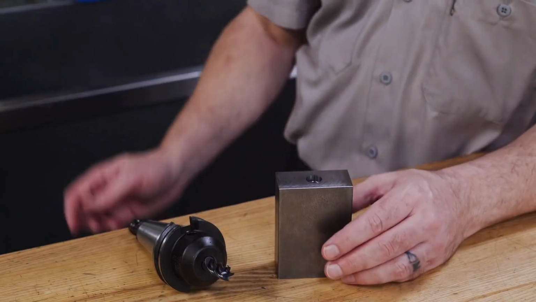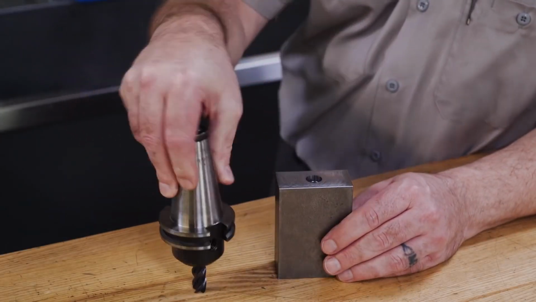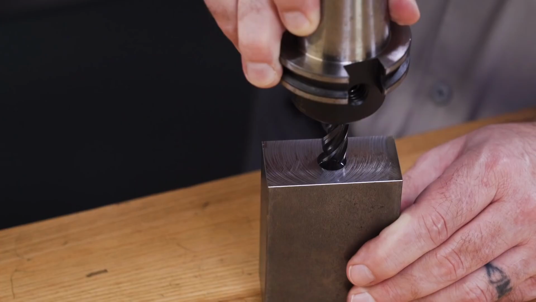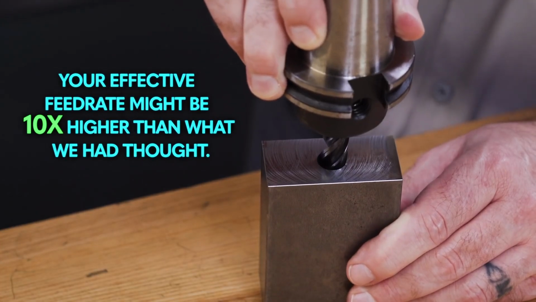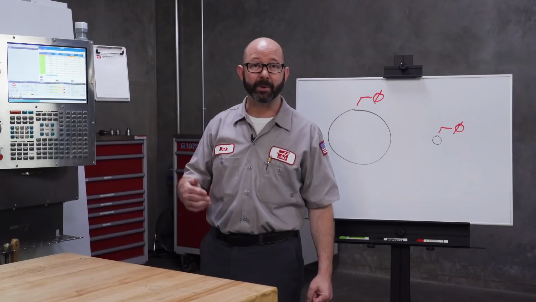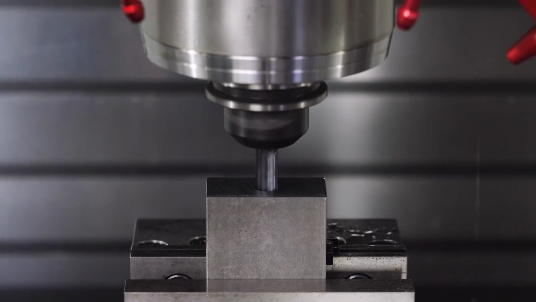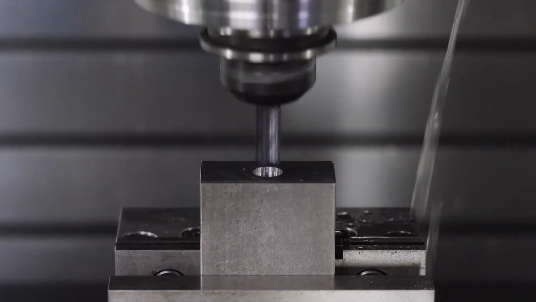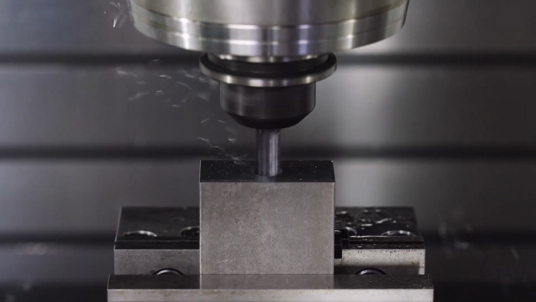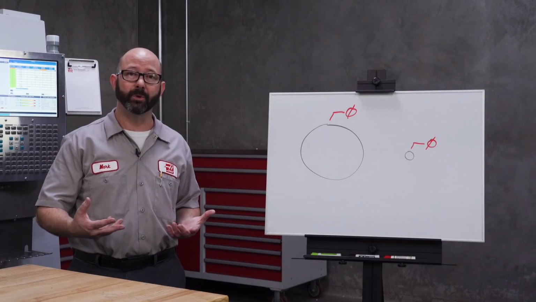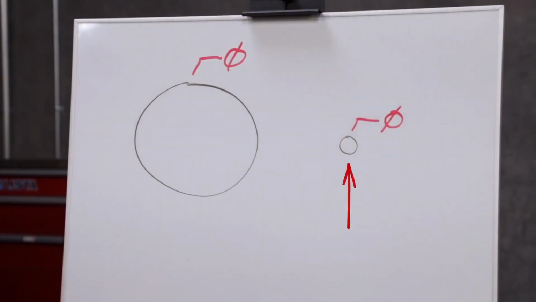What you will eventually find out is that when you program a circular pocket with a tool that is nearly the same size as the hole itself, your effective feed rate might be 10 times higher than what we had thought. You might end up with this instead of this. Now, this happens because our tool thinks that it's going this far when it's actually going this far.